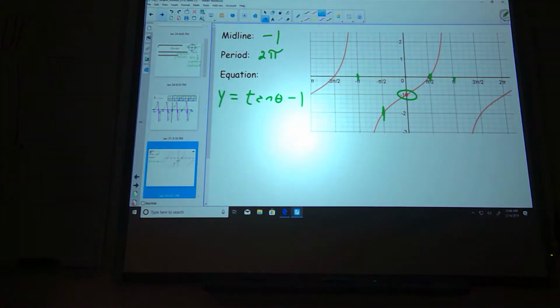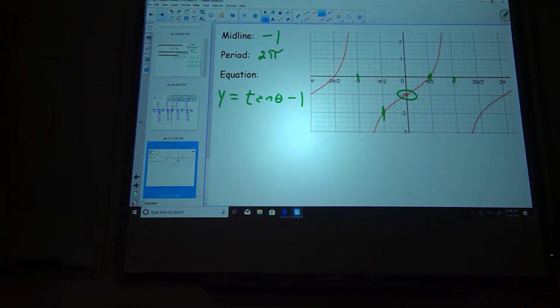Theta is just that short. I can use x if you wanted to. But a lot of times you use theta because it says we're using angles.